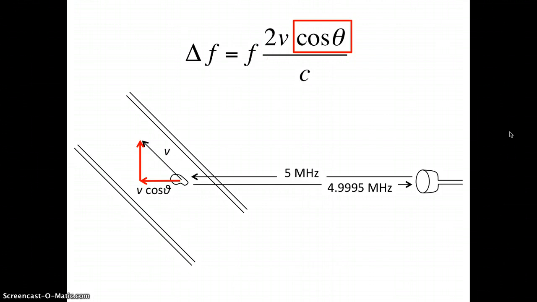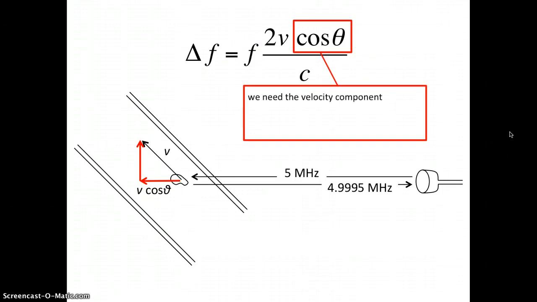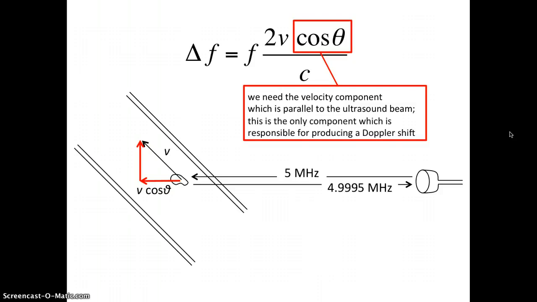The reason there's a cosine theta in the equation is because we need the velocity component, which is parallel to the ultrasound beam. That parallel component is the only thing responsible for making a Doppler shift at all. So cosine theta, that factor, gives us the parallel component.